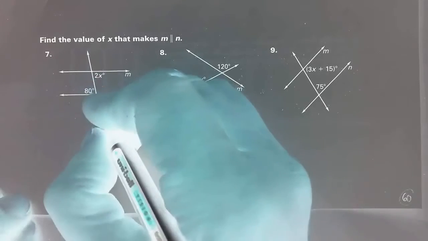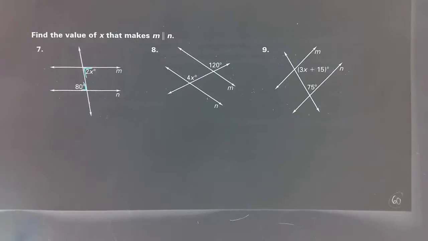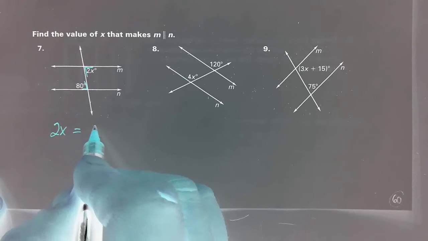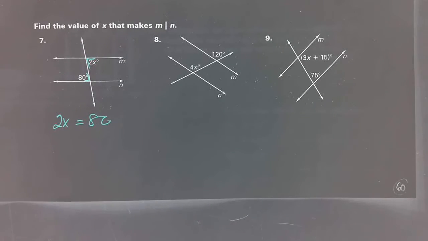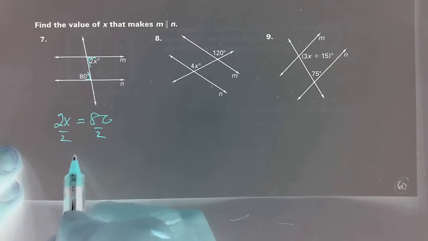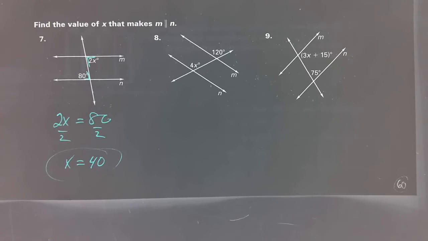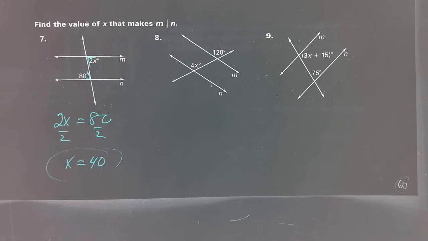Well, what kind of angles are these? And if those lines are going to be parallel, what has to be true about alternate interior angles? So how would I set up my equation? Yeah, they have to be the same. So if I divide by 2, then x equals 40. So when x is 40, the lines are parallel. What about when x is 39? Nope. What about x is 41? Nope. Only when x is 40.